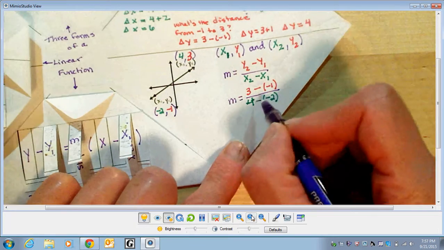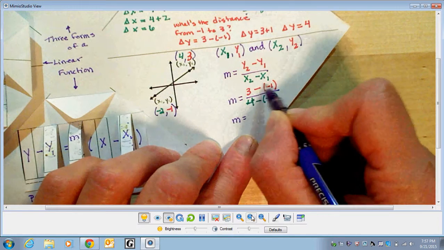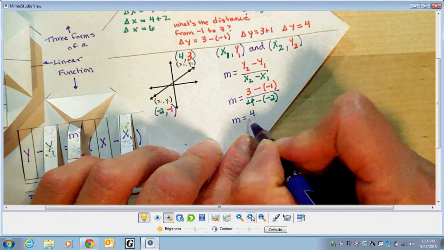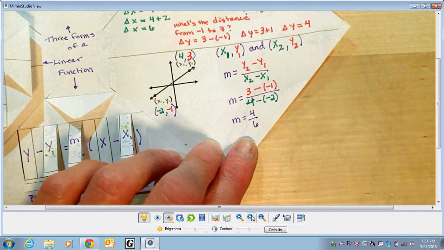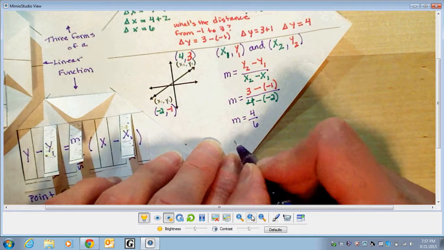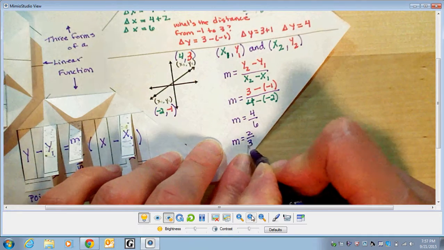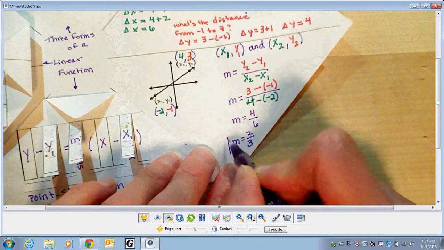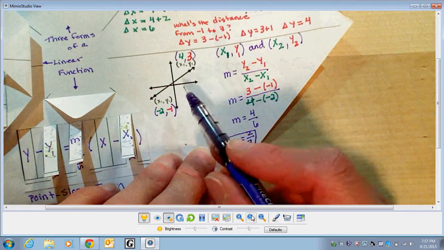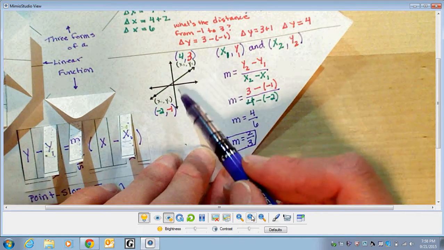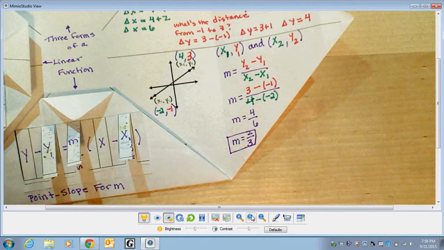Okay? So then when I simplify this, I'm going to get m is equal to, well, that's 3 plus 1, which is 4, divided by 4 plus 2, which is 6. And then if I go to simplify it, I'm going to get m is 2/3. Okay, so then that's my slope. Okay, so this is how we do it if we don't have a graph, or if our points are not in a nice place on the graph. We can do it mathematically with the slope formula.